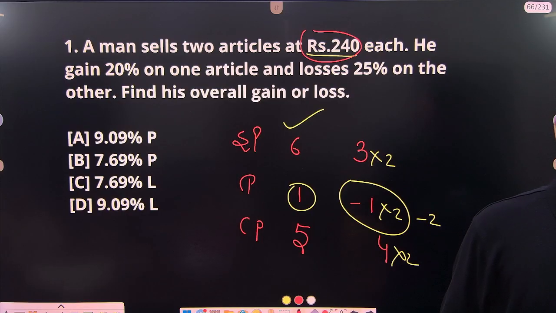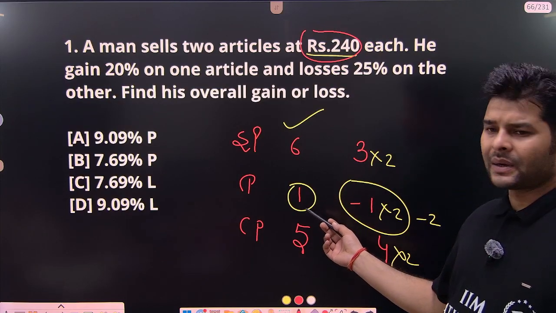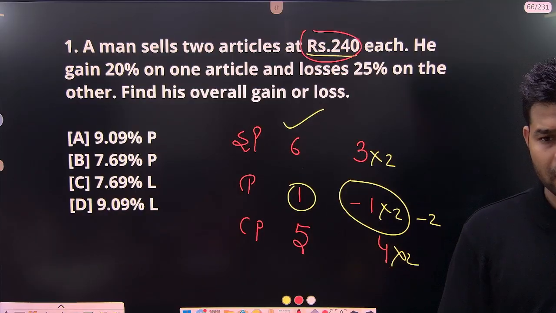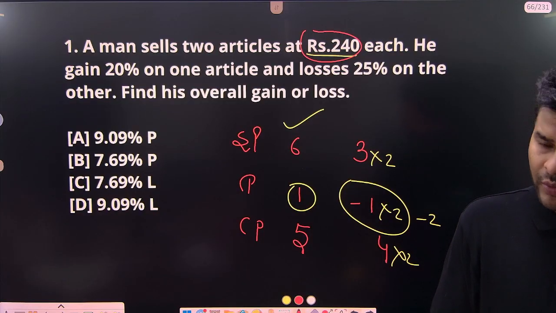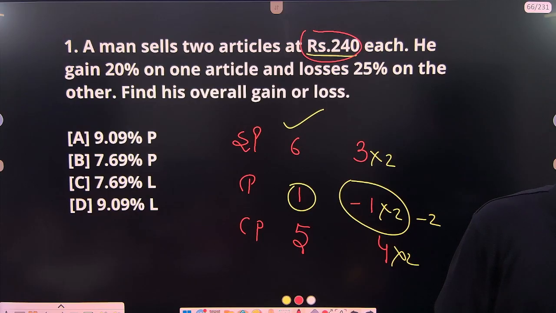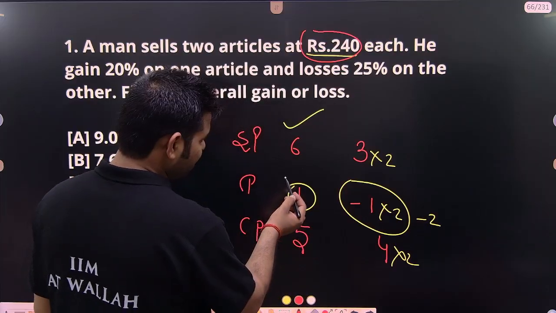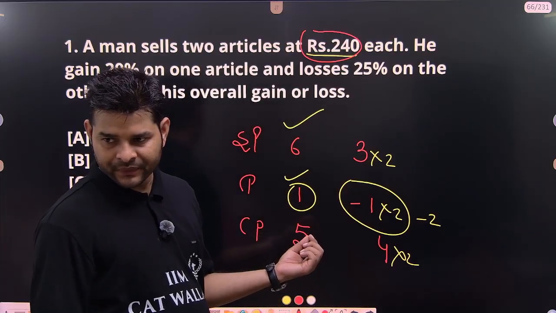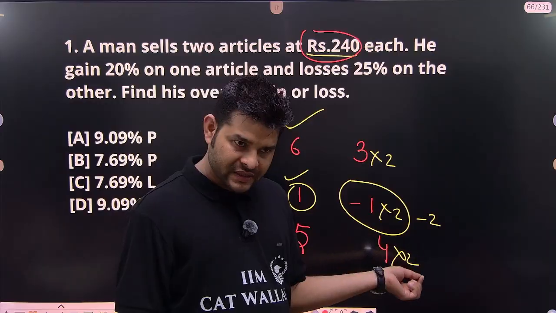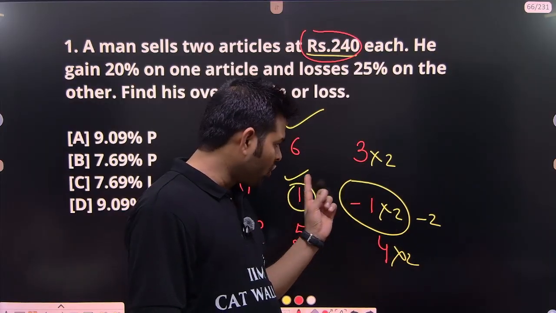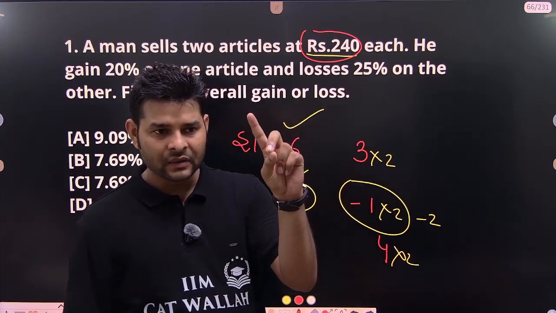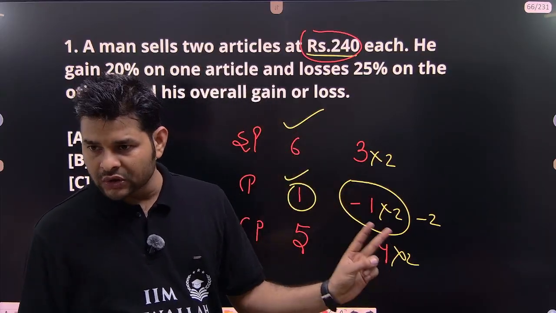Basically, listen, 1 rupee you earned, 2 rupees loss happened, so what is the overall? Overall is loss. Overall is loss on what? On CP. Total CP, because 1 is profit on first CP, 2 is loss on second CP. So basically overall is loss of 1 on both the CPs.